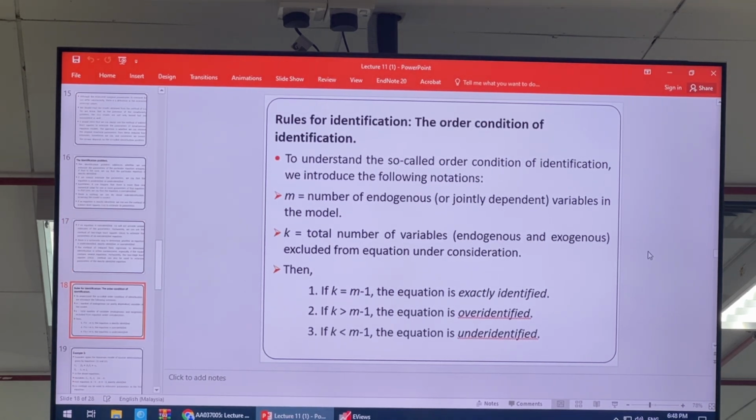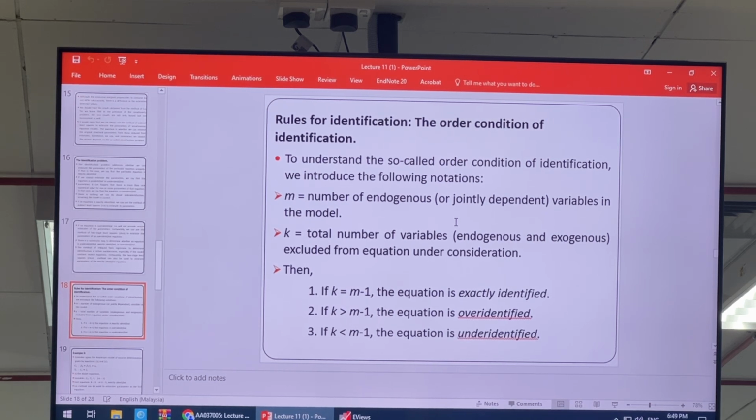So now, rules for identification. The order condition of identification. To understand the so-called order condition of identification, we introduce the notation. M is the number of endogenous or jointly dependent variables in the model. So you refer to example 1. We have two, right? We have CT and YT as our endogenous variables. CT and YT both are endogenous variables, so M equals 2 for the given example.